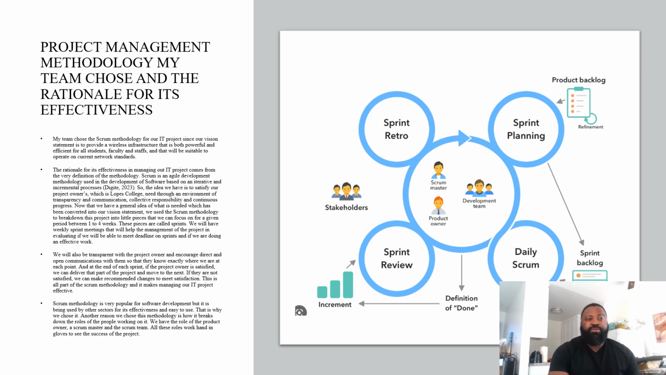Another reason we chose this methodology is how it breaks down the roles of the people working on it. We have the role of the product owner, who is of course Lopes College. The Scrum Master will be the leader of the project, and then you have the Scrum team, with different members. All these roles work hand in glove to see the success of the project.